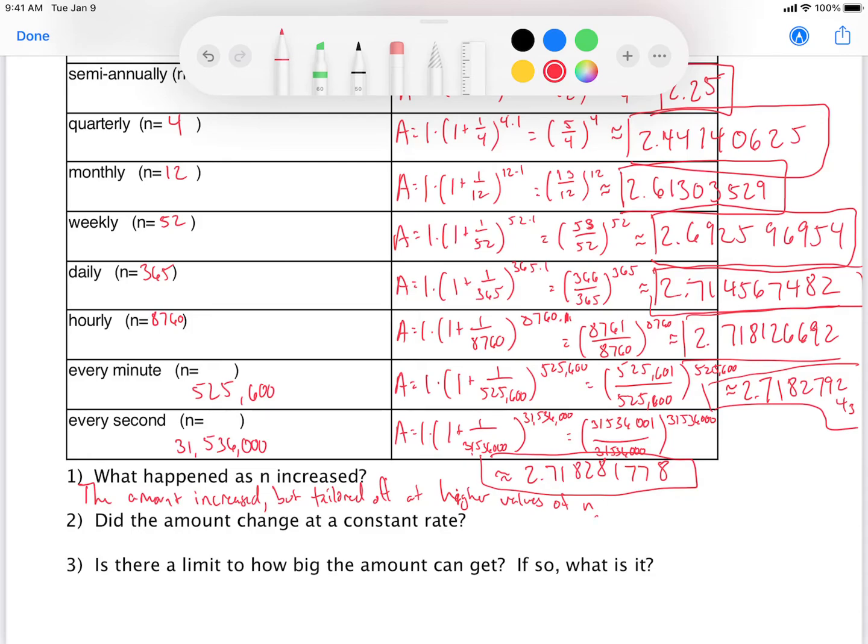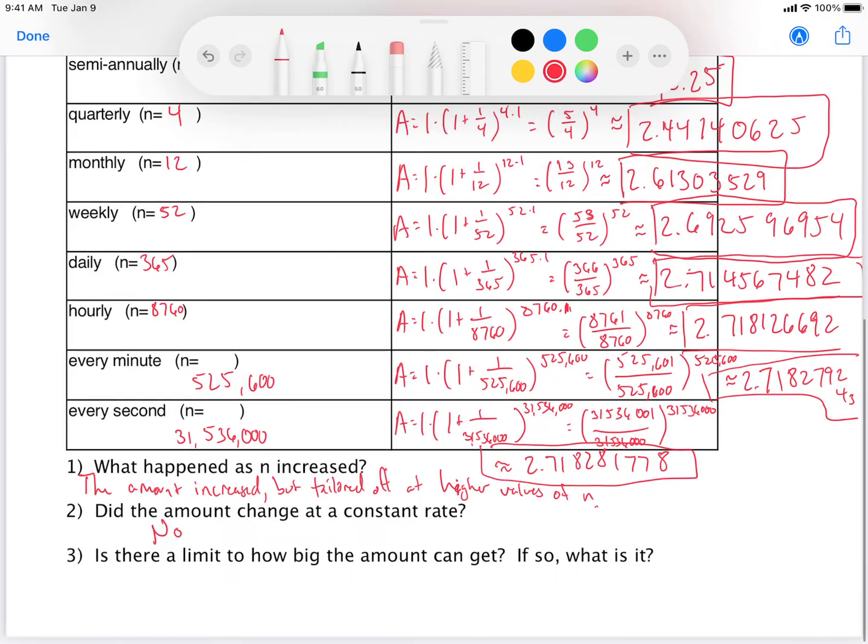Okay. Did the amount change at a constant rate? Absolutely not. Not even close. Okay. In fact, it was kind of like backwards exponential. Like it started a lot and then got really tiny. Okay. Is there a limit to how big the amount can get? And if so, what is it? You guys think there's a limit? There actually is. Okay? There's actually a limit.